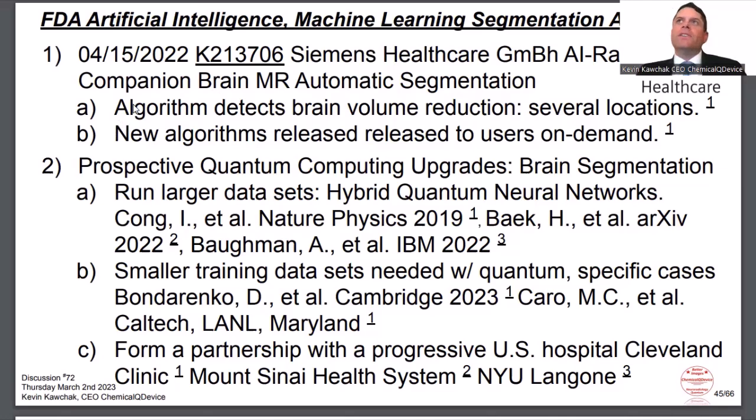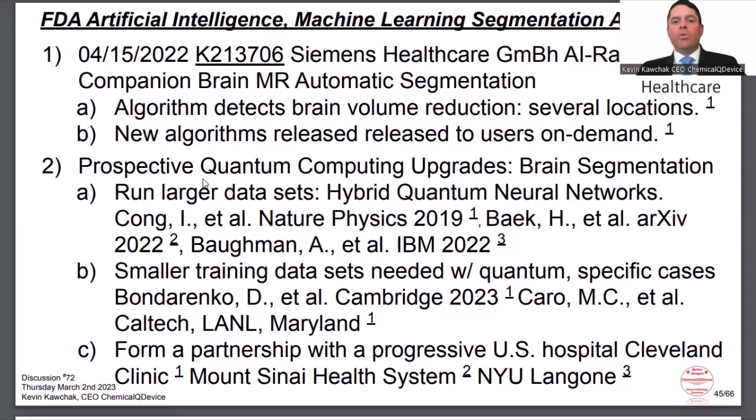If they're not, like say it's many modals, if you can do PET, CT and MRI and all these types, then in the recent approvals you start to get into the more, basically, not automatic. So it's just manual or partially automatic is what they call it. So in this case, the algorithm detects brain volume reduction, and new algorithms are released to users on demand.